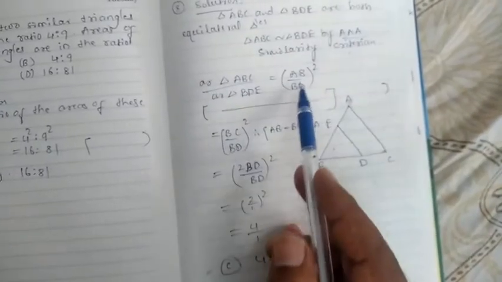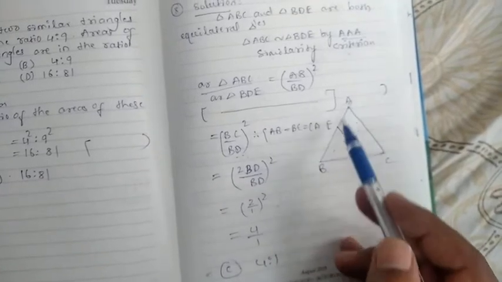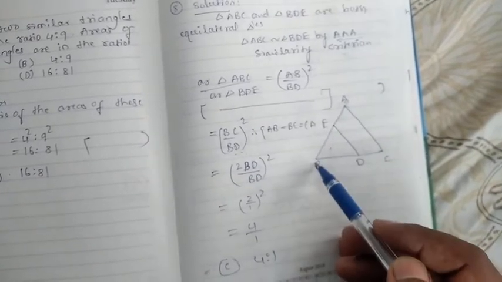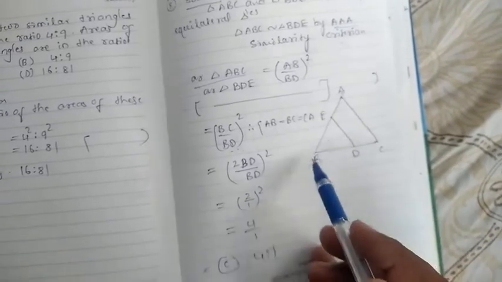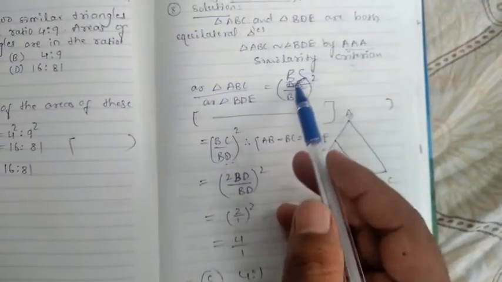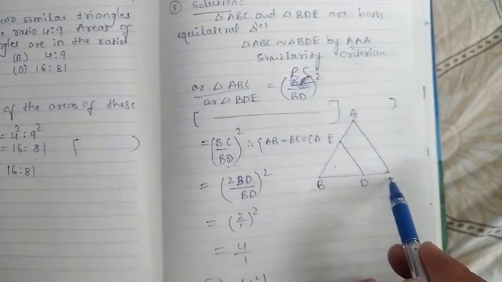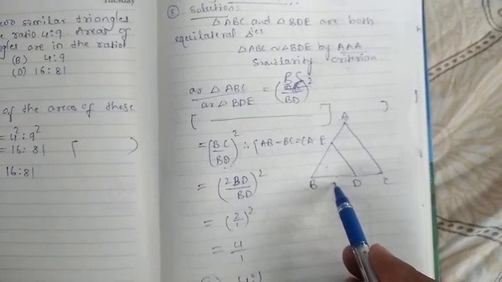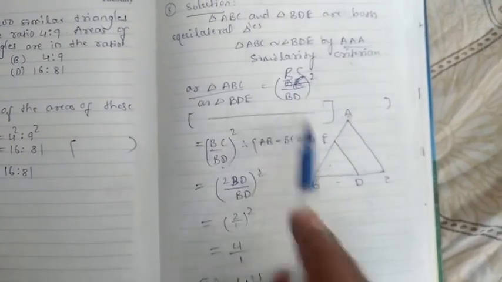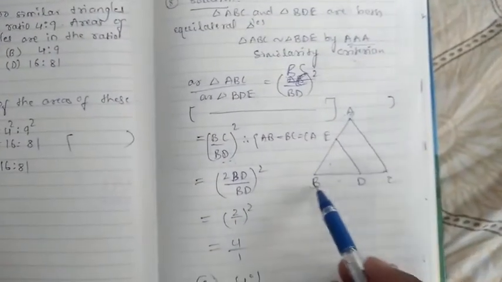So this is equal to AB divided by BD. Sorry, this is BC divided by BD whole square. BC is the side of the big equilateral triangle, BD is the side of the small equilateral triangle. So (BC divided by BD) whole square. Correct. D is the midpoint of BC.